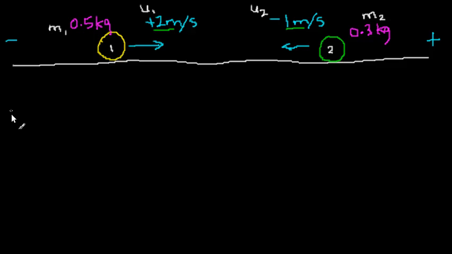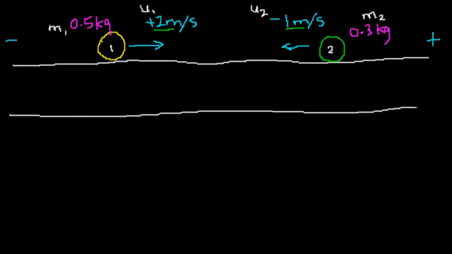Right, let's say we have these two balls colliding. After they collide, they bounce off. That's the yellow ball. It bounces off with a certain velocity, say v1, and the green ball bounces off with a certain velocity, say v2.